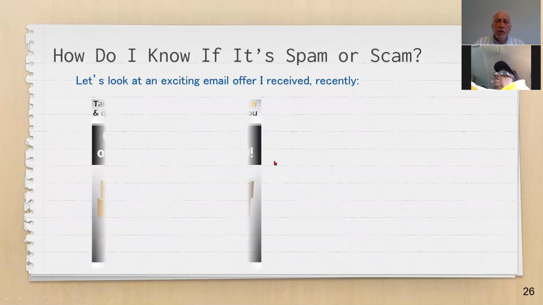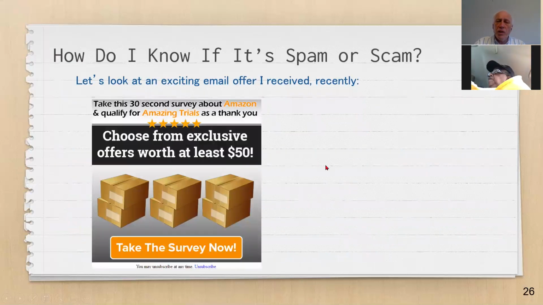Let's have a look at this. Here's an email I received recently. This is a true email. This is a real email I got. It said, take this 30-second survey about Amazon and qualify for amazing trials. Choose from exclusive offers worth at least $50. Take the survey. Wow, all I have to do is, now this is a picture here.